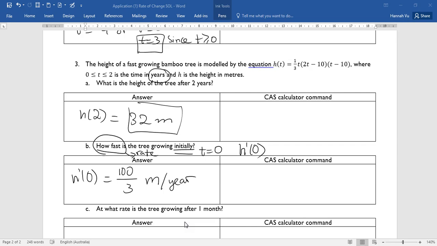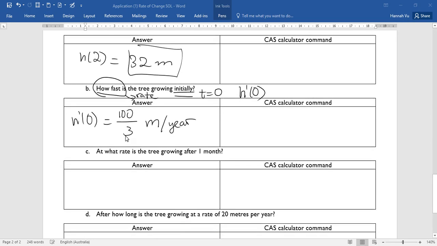Can we move on to part C? At what rate is the tree growing? So again, we're looking at rate. So we're finding the h prime after 1 month. What is time here? What value of t do I substitute into the derivative to find the rate after 1 month? 1 over 12, yeah, exactly. Because the initial unit of time is year, so if after 1 month it has to be 1 over 12 year.